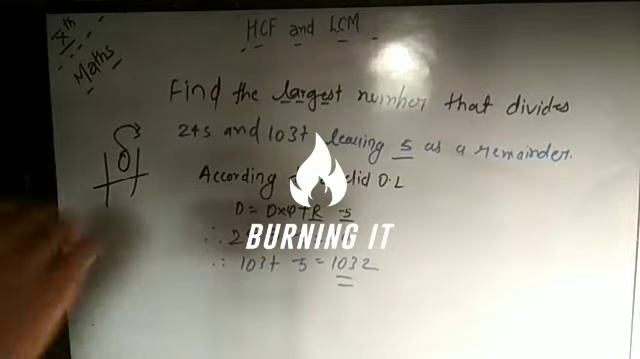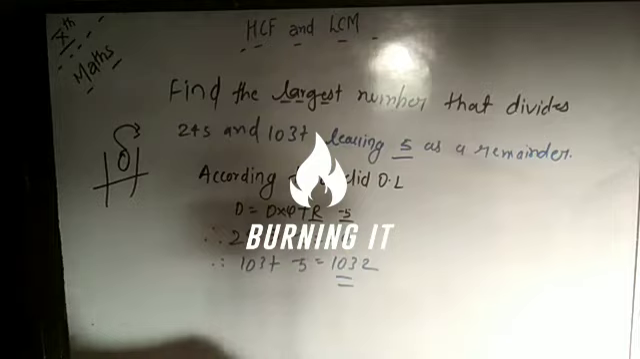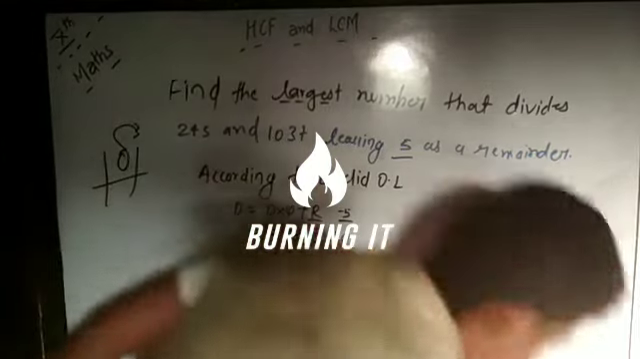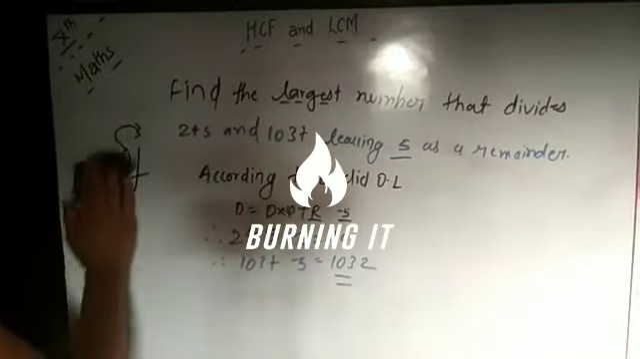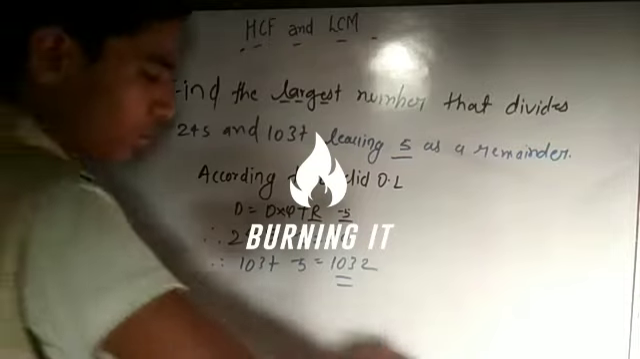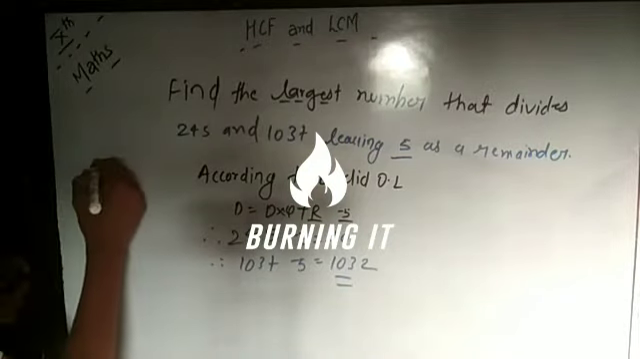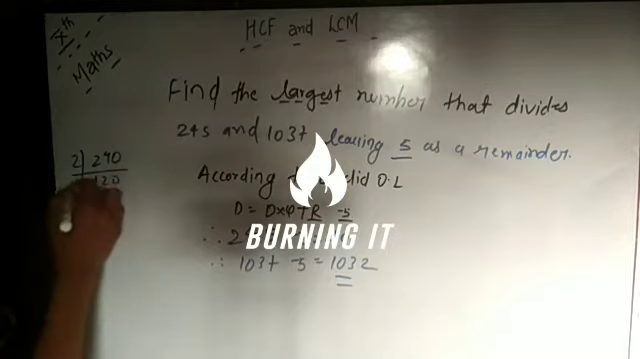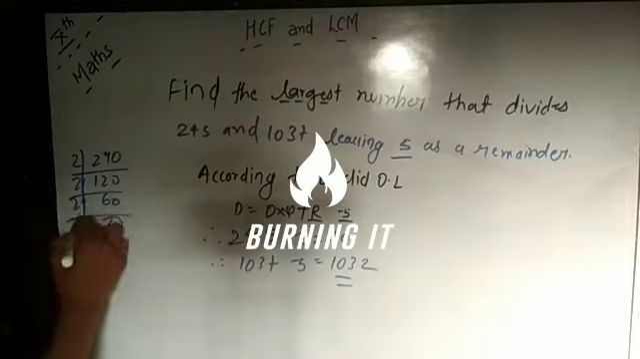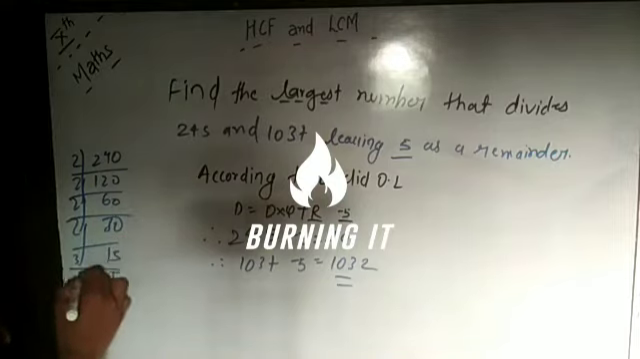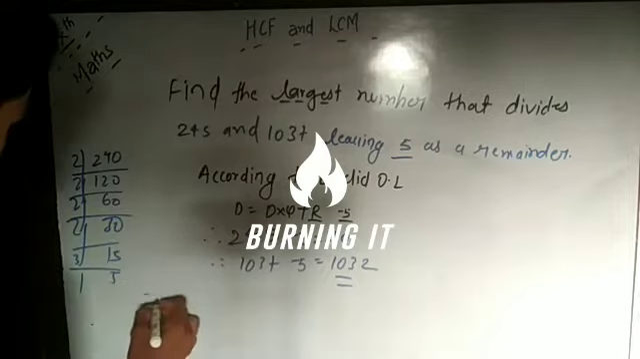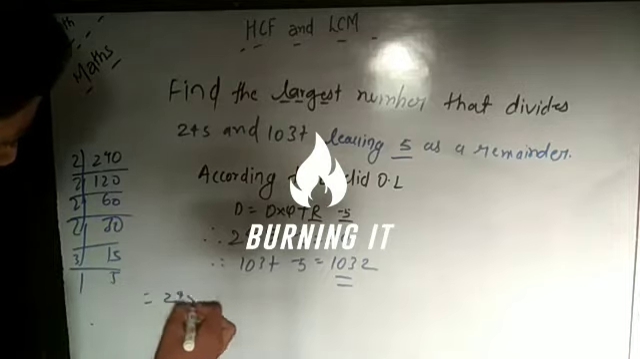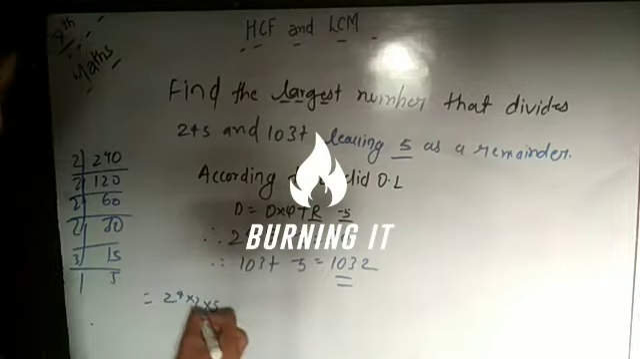We have to subtract 5 in both cases, then we will get this, and now we have to find out the HCF of these two new resultant numbers. Now look here, 240 we can divide by 2, then we get 120, then 60, then 30, then 15, then 3 and 5. Is it clear how we can write it? 2 to the power 4 into 3 into 5.